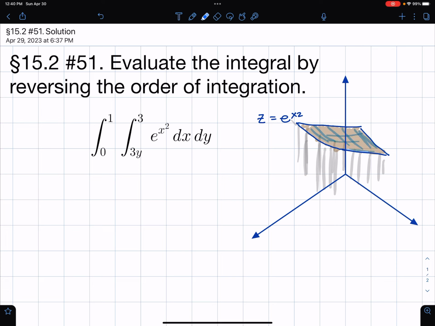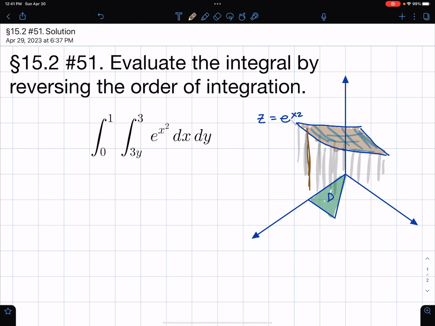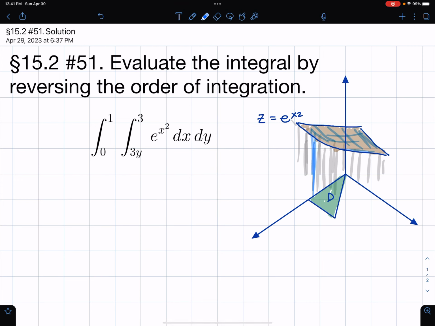Okay, but in this particular problem, this double integral, the domain of the function z equals e to the x squared is a bounded region, and it turns out that region is a triangle, and we'll see why in a moment. This region, which is the domain, is a triangle, and so when we evaluate the double integral, what we're doing is finding the volume of the region that is below the surface and within this domain D, which is a triangle.